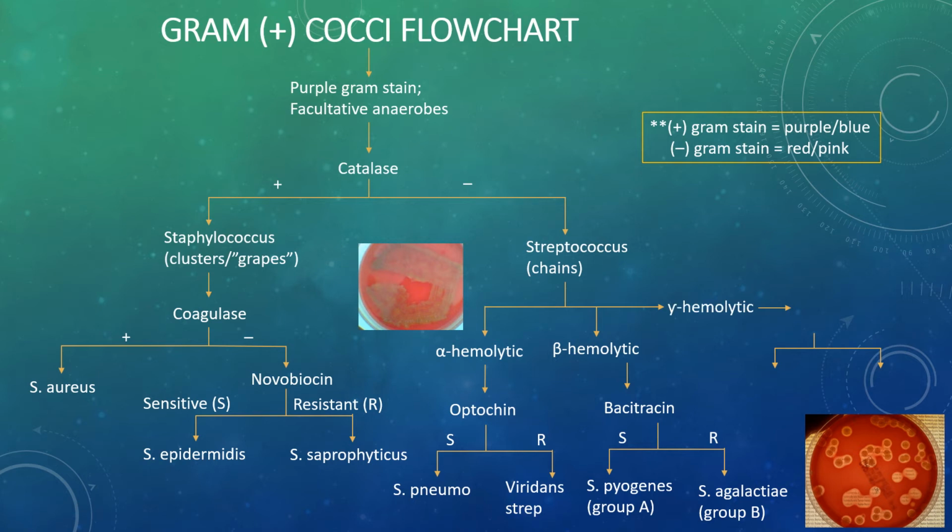Now we have gamma hemolytic, which means that there's no hemolysis of blood at all, not even partial. To differentiate them further, we can see how well they grow on 6.5% sodium chloride. If there's growth, it'll be a very tough species, that's Enterococcus. If there's no growth, it'll be Streptococcus bovis. This flowchart is very important to know to be able to differentiate these bacteria, and it will help you in the future when you want to figure out what's causing your infection.